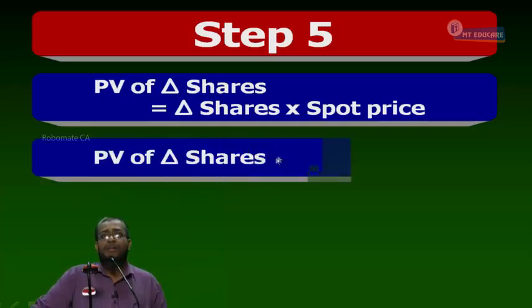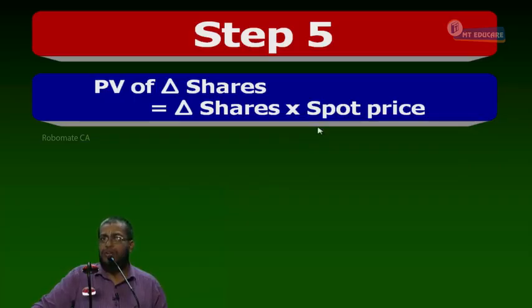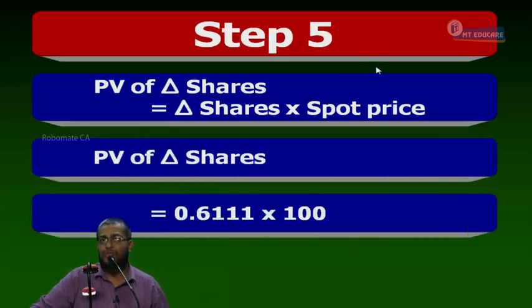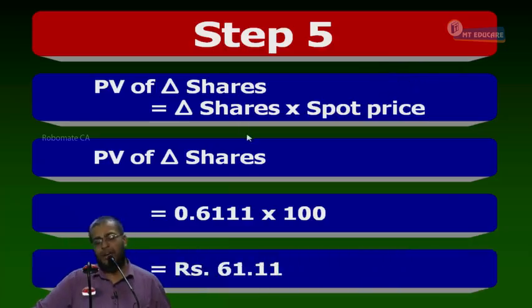So write down. PV of delta shares is equal to delta shares into spot price. Multiply 0.6111 shares into 100. Spot price is 100. You need not do discounting and all. The value of the share today is the spot price. What is the amount here? 61.11. Present value of delta shares is equal to 61.11. Answer me, yes or no?